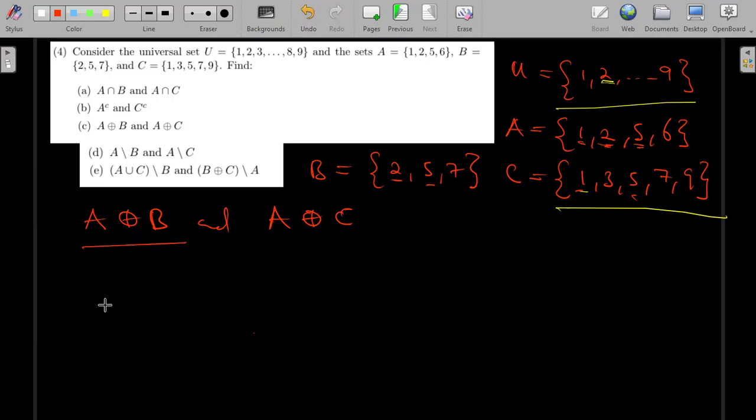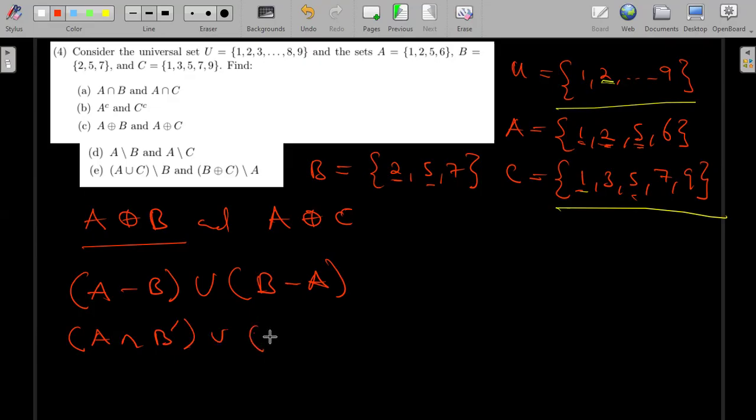So in general, if I have two sets A and B, the symmetric difference is going to be defined as A minus B, or set difference, and here they are saying A set difference of B, then union, then you have B, the set difference of A. And as you can see, this can also be written as A intersect B complement union B intersect A complement. So it can be written like this or like that. So from this is how we're going to solve this question.